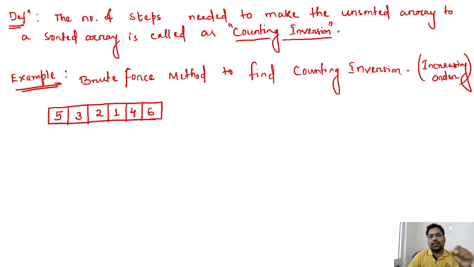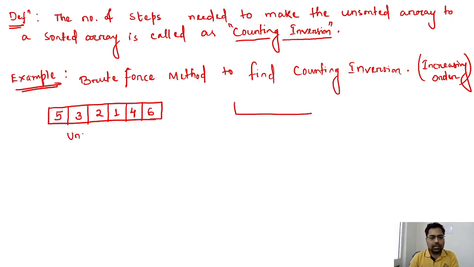In the book, it is clearly mentioned counting inversion, but it is not mentioned anywhere that increasing order is considered here. So in general, we are following the book. The book is actually following increasing order as the sorted one. So here, we know if we sort this array, the sorted array could be written like this.